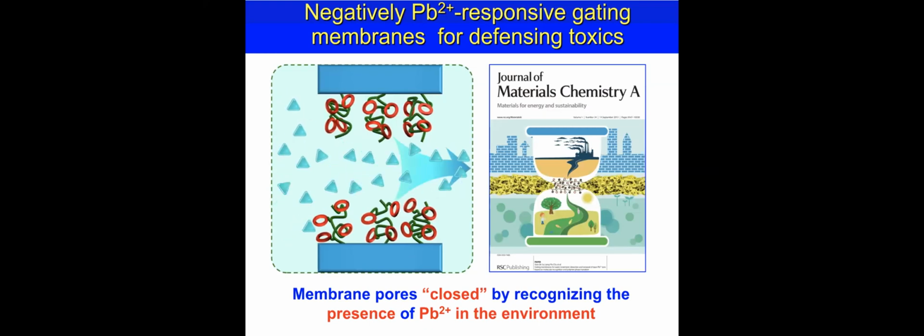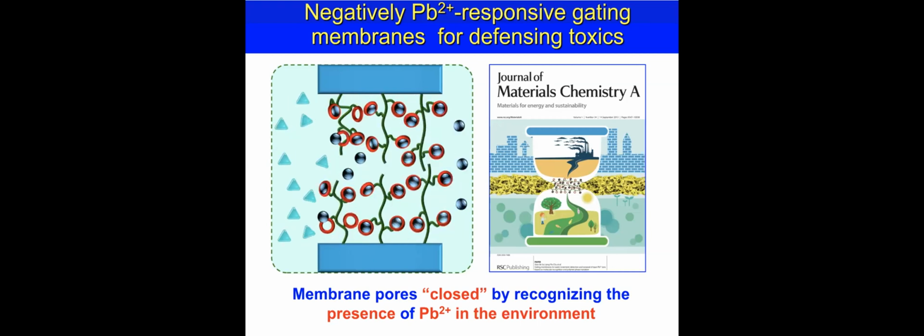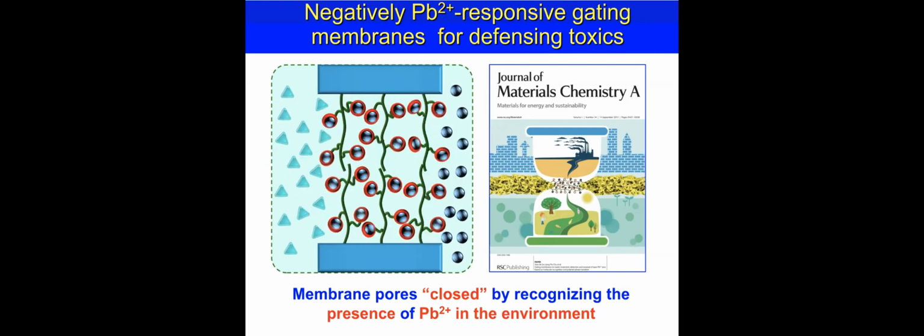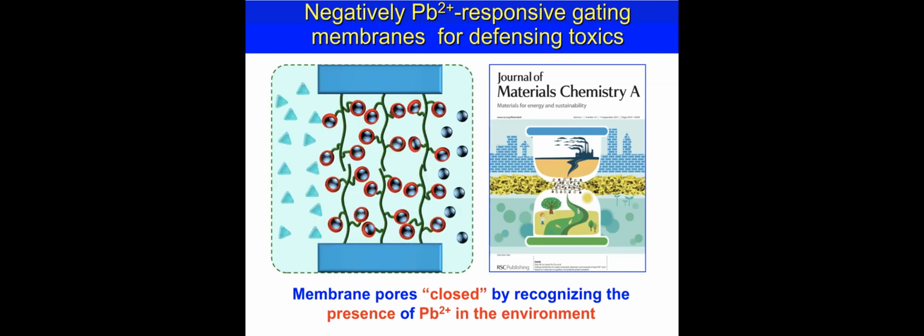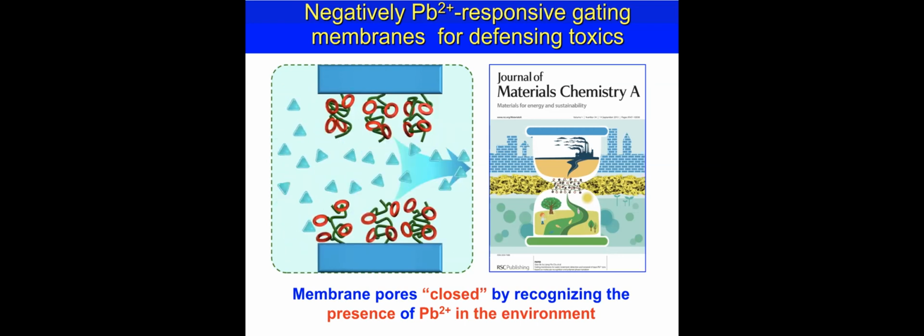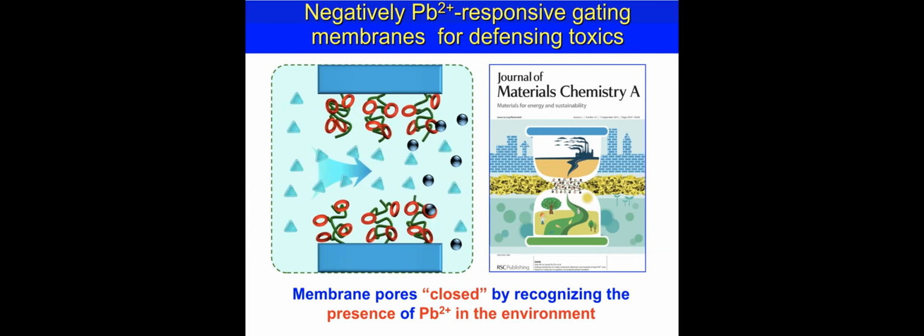So the other work, the second, is that we designed a negative lead ions responsive gating membrane, which is quite different from the previous one, the potassium responsive membranes. Once it recognizes the lead ions in the environment, the membrane pores are closed. The crown ether here is different from the potassium responsive one. The 18-crown-6 units act as the host molecules, which can selectively recognize the lead ions to form a one-to-one host-guest complex.